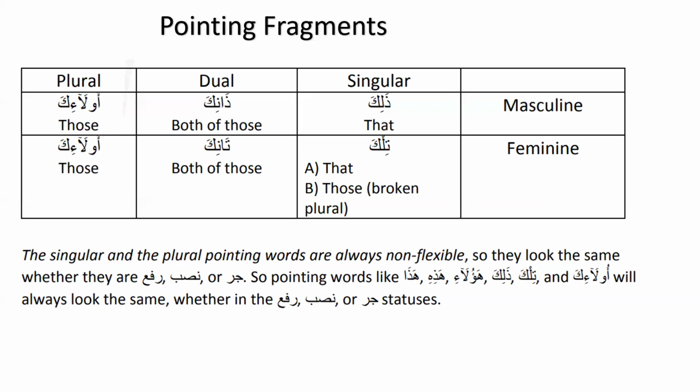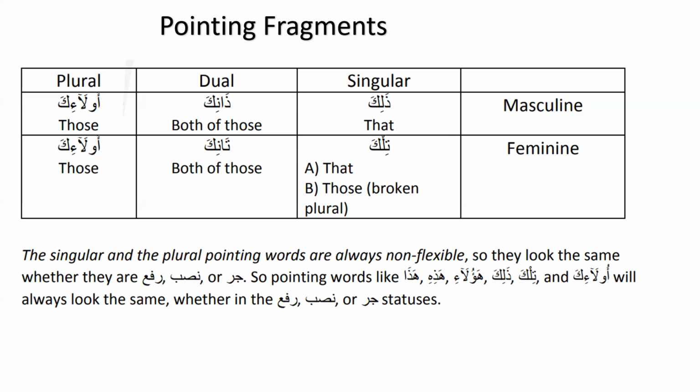And I said that these are not harf of jar, harf of nasab, they are ism. That's why they have a chart just like the Muslim chart. This chart is very similar to the Muslim chart that you learned, right? Masculine, feminine, singular, because they are ism. But the singular and plural columns are non-flexible, meaning for Rafa, Nasab, and Jar, all their status looks the same. They don't have an oo, ah, ee sound like that. Because they are non-flexible. And that's what it says at the bottom, especially the singular and the plural one.